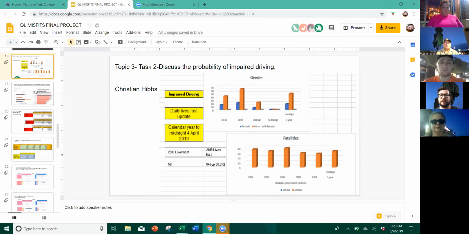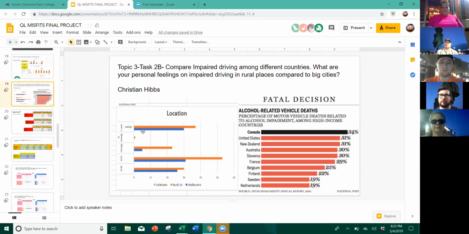Next slide. Then our next slide is about location. Okay, so you can see the alcohol-related vehicle deaths comparing the different countries. The United States is up there. We're in second place right after Canada with alcohol-related deaths. So we are one of the worst countries with alcohol-impaired driving.